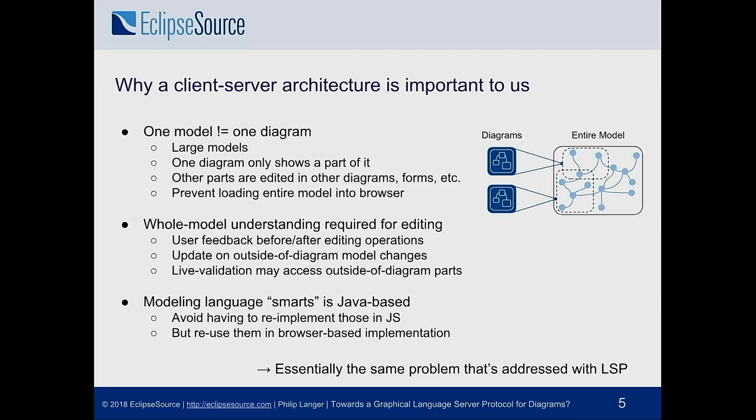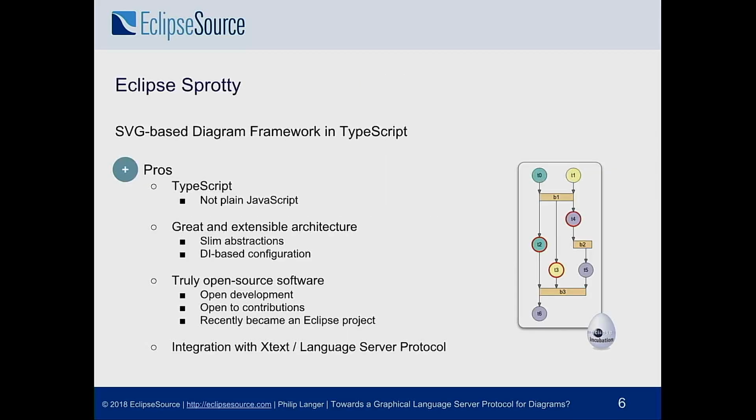So this is where the idea came to us, where we said, okay, we don't need to reinvent everything, we just need to reapply the same pattern. So what we really need to do is to make sure that the whole knowledge and the management of the model is on the server, and only the diagrams are rendered on the client. So this brings me to another project that we have been starting to use quite recently, and that's Eclipse Sprotty.